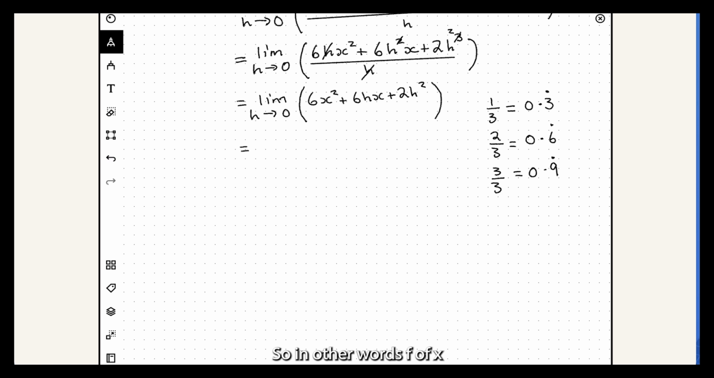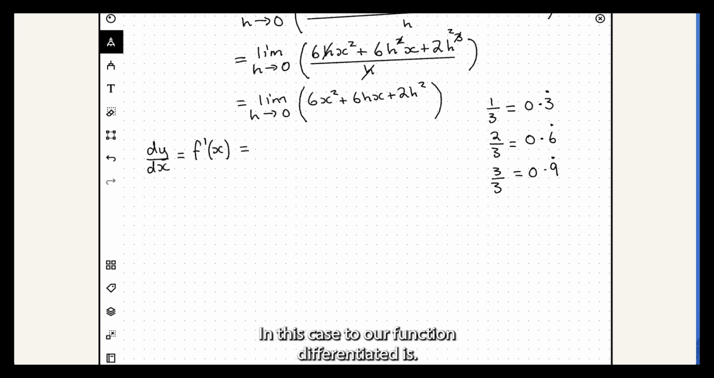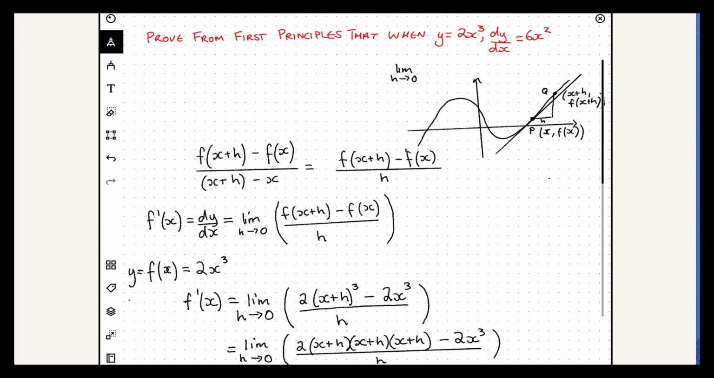So in other words, f dash of x, so dy by dx in this case, for our function differentiated is, as I say, these two terms here disappear because as h tends to 0, which is the point of differentiating, h tends to 0, we end up with 6x squared. And that was what we were asked way back at the beginning here, to show that dy by dx equals 6x squared.